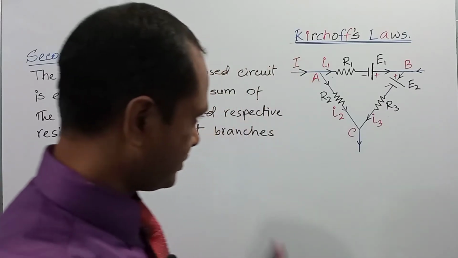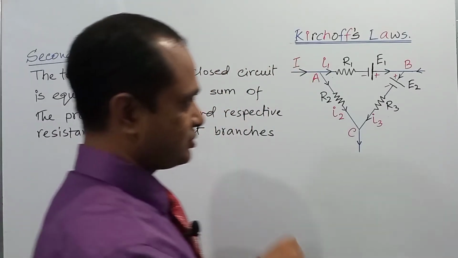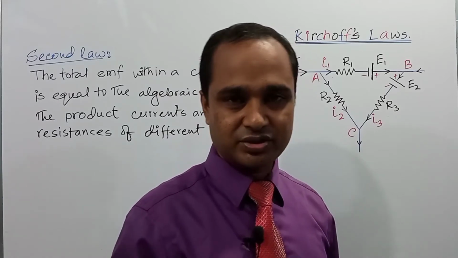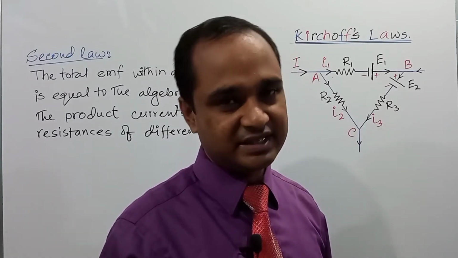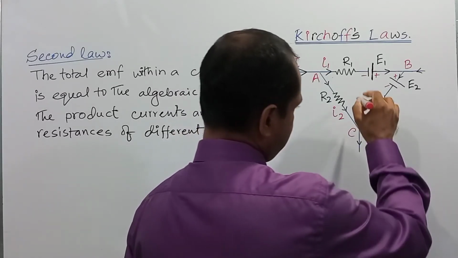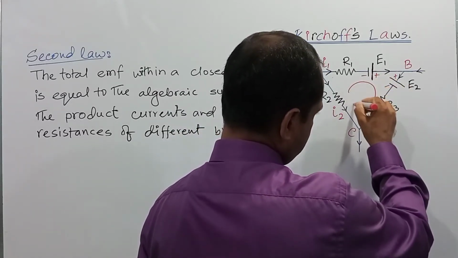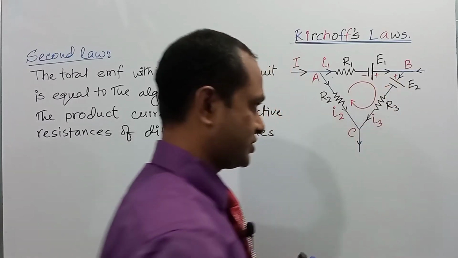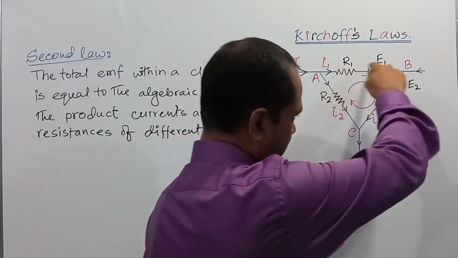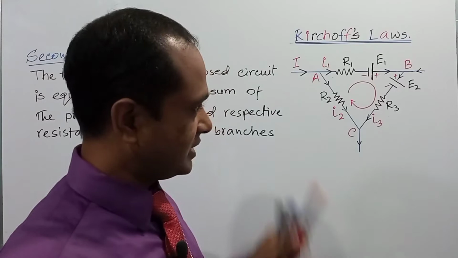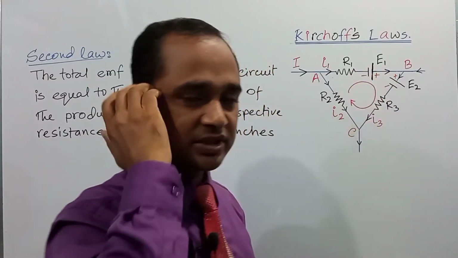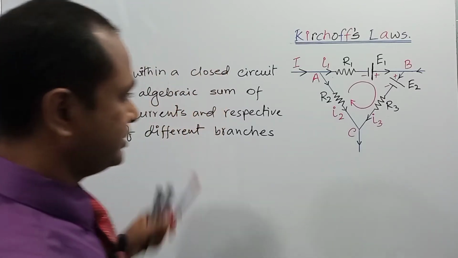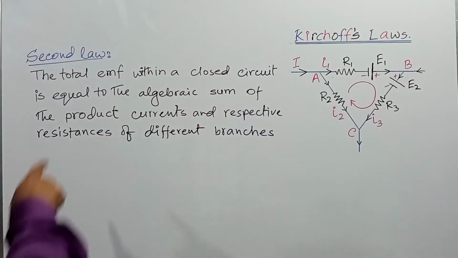For today's class, I am taking the current in the clockwise direction as positive and the current in the anti-clockwise direction as negative. To realize this, we can show the direction like this. This is the clockwise direction. So the current in the clockwise direction will be taken as positive, and the current in the anti-clockwise direction will be taken as negative. According to the statement, the total EMF.